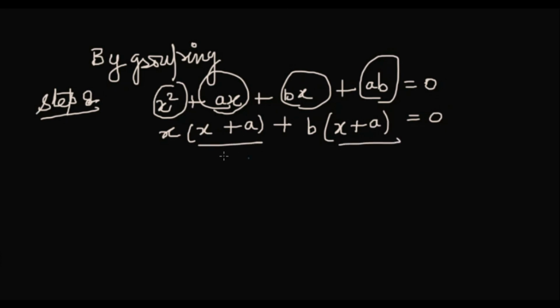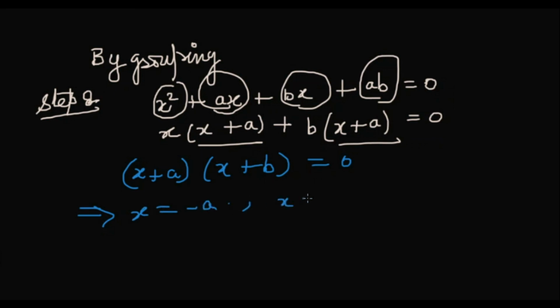After taking common you must be getting x plus a times x plus b equals 0. This implies that x equals minus a, comma, x equals minus b. These are your answers for this question.